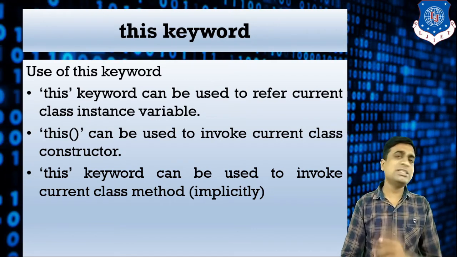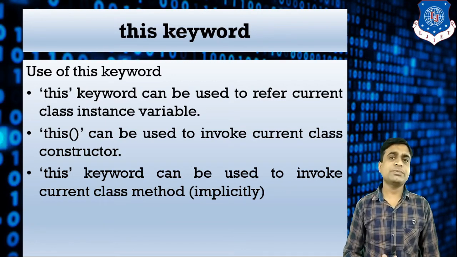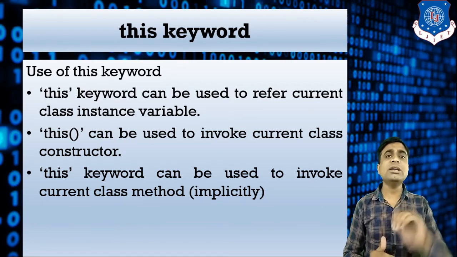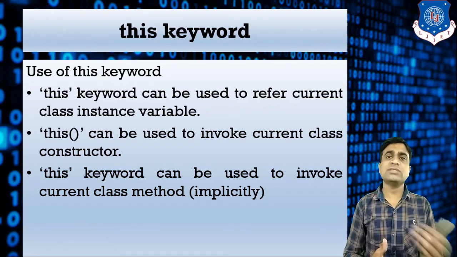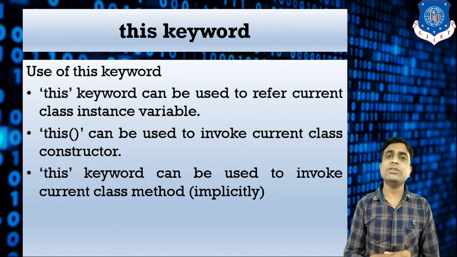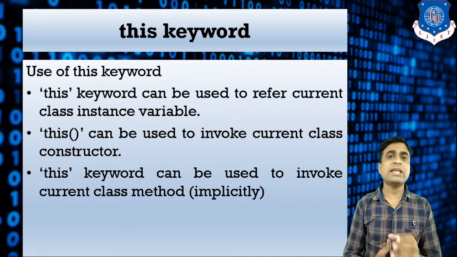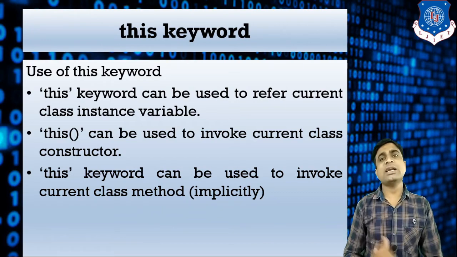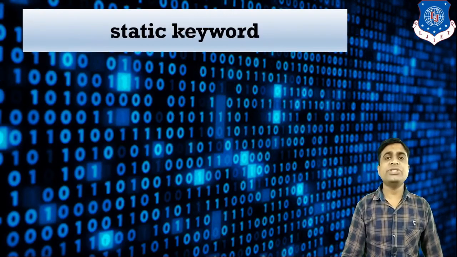Just be clear on one thing: the this keyword is used to call the current class data. We cannot call the other class data. Suppose we have two classes, class 1 and class 2. Using this keyword, you can only access the data of the current class. You cannot access the class 1 data in class 2 using this keyword. Next is the static keyword.